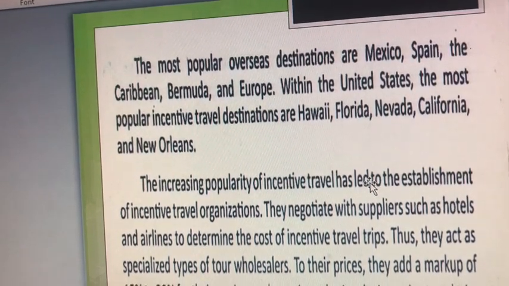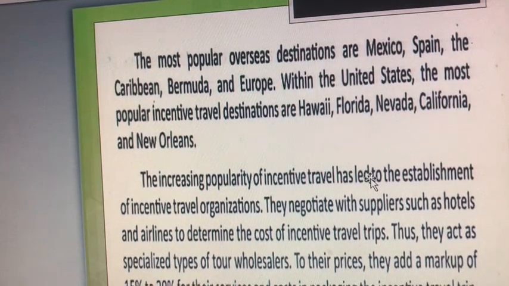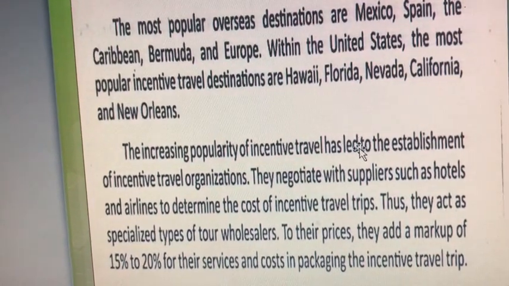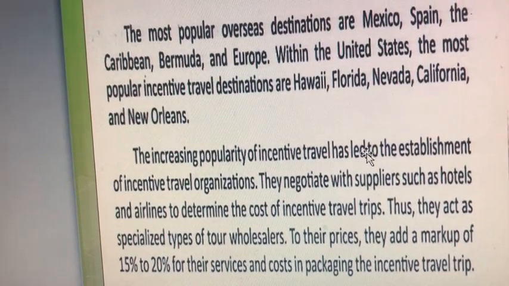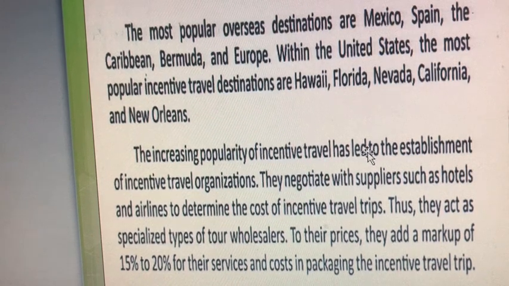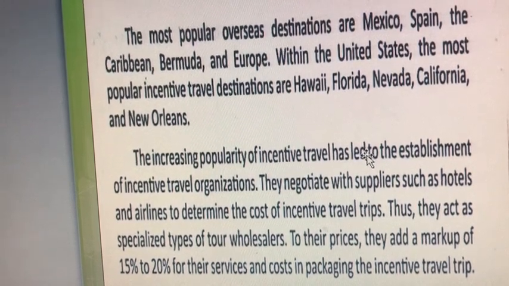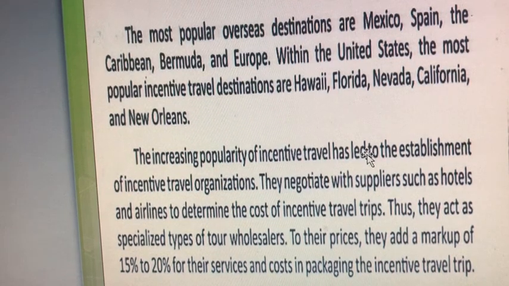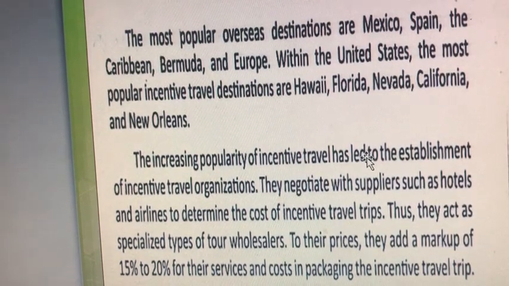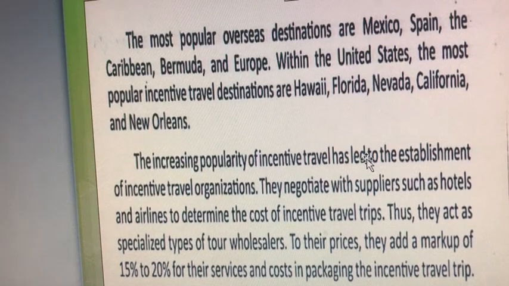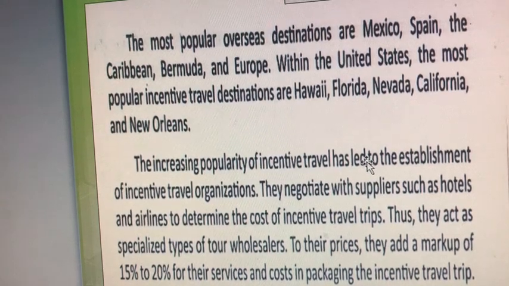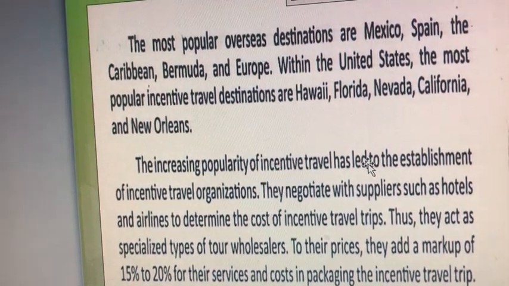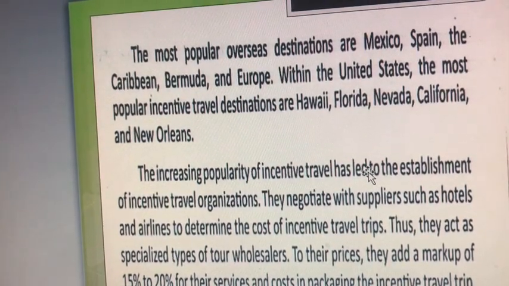Usually. So ito. Then, increasing popularity of incentive travel has led to the establishment of incentive travel organizations. So marami nang nag-exist na mga incentive travel organizations in the world. So, they negotiate with suppliers such as hotels, airlines, para ma-determine nila yung cost of incentive travel trips. Okay? So, thus, they act as specialized types of tour wholesalers. So, to their prices, nag-a-add sila ng markup of 15% to 20% for their services and cost in packaging the incentive travel trip. Tapos, ina-advertise nila ito or pinapakita nila ito sa mga different companies. Okay?